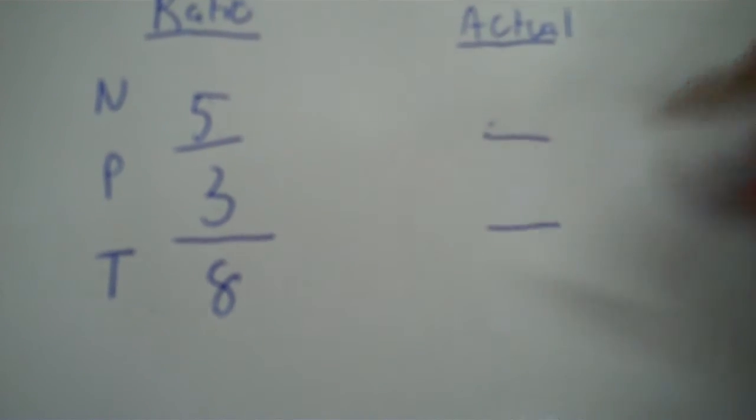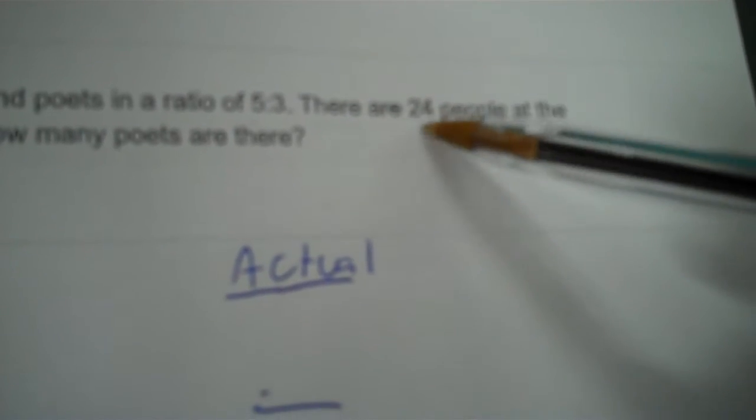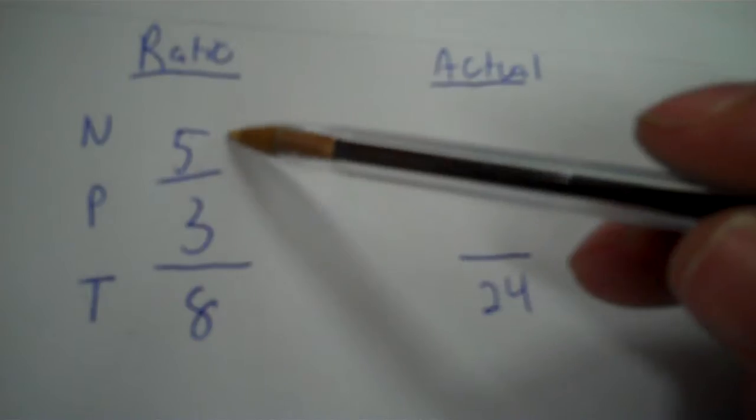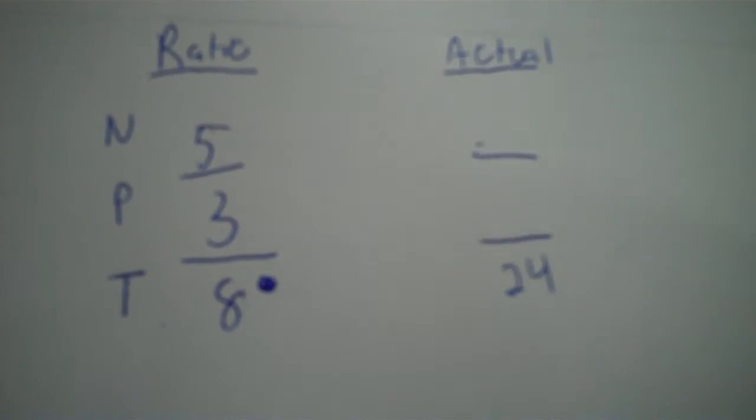Now actual, you make those lines just to match it. And the only actual number you're given is 24, but it doesn't say novelists or poets, so that's your total, 24. Okay, now to find the novelists and the poets, you say, okay, 8 times what's 24? Well, we can figure that out by taking 24 divided by 8. It'd be 3. So you divide 24 by 8, and so we know that 8 times 3.